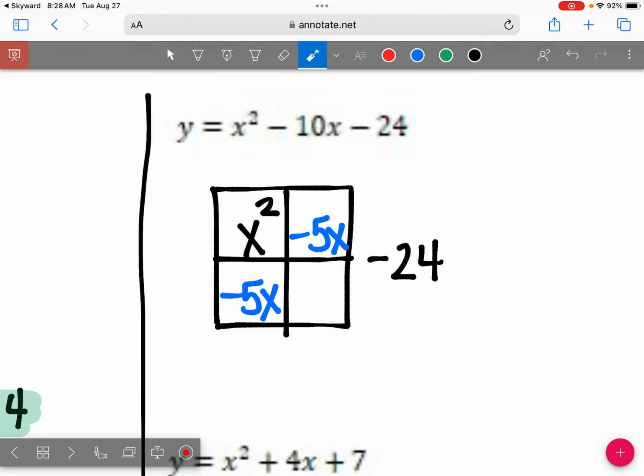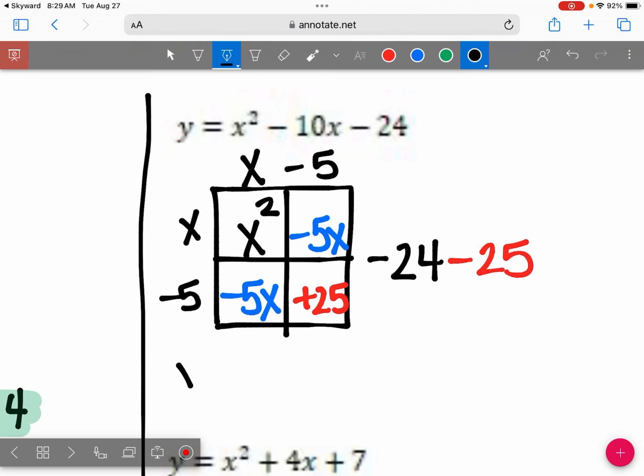So now, in order to complete the square, pick up your calculator and multiply -5 times -5. And -5 times -5 would be what? 25. Good. We're going to put a positive 25 here, but we got to subtract that number from here. So this factors down to x minus 5 times x minus 5. So we have y equals x minus 5 squared.